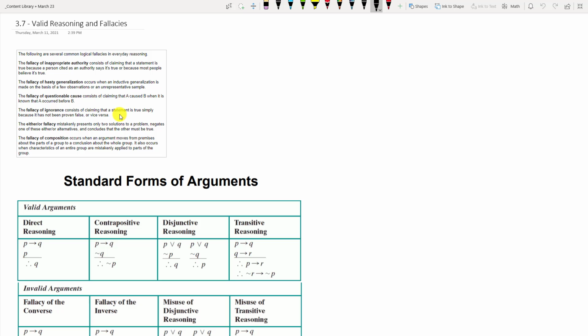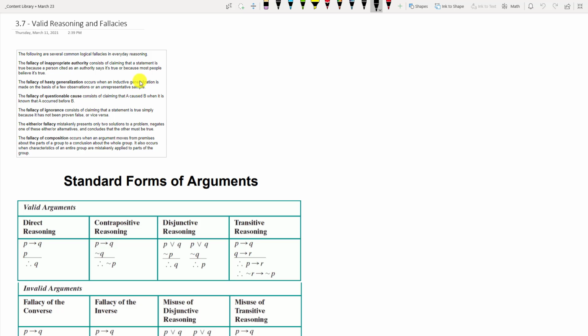The fallacy of ignorance is saying that something's true just because it's never been proven false. Again, you can think of examples of people making those kind of claims. The either-or fallacy presents only two solutions to a problem. Either you're with us or you're against us. And so it doesn't necessarily mean that you're against us if you're not with us. And the fallacy of composition occurs when you take some parts of a group and make a conclusion about the whole group, or you do it the other way around. You apply characteristics of the whole group to just parts of the group.